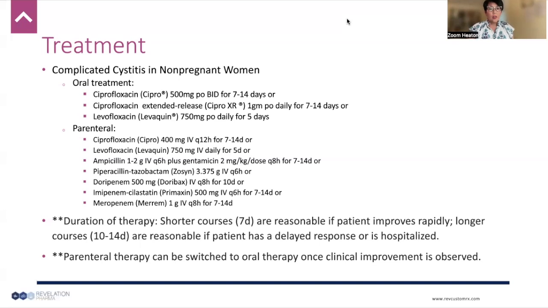Now, the duration of therapy: shorter courses, which are 7 days, are reasonable if the patient improves rapidly. Longer courses, 10 to 14 days, are reasonable if the patient has a delayed response or is hospitalized. Parenteral therapy can be switched to oral therapy once clinical improvement is observed.